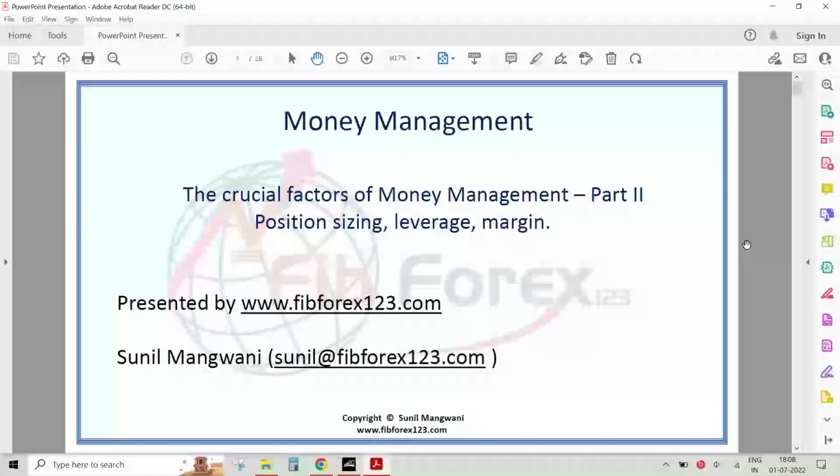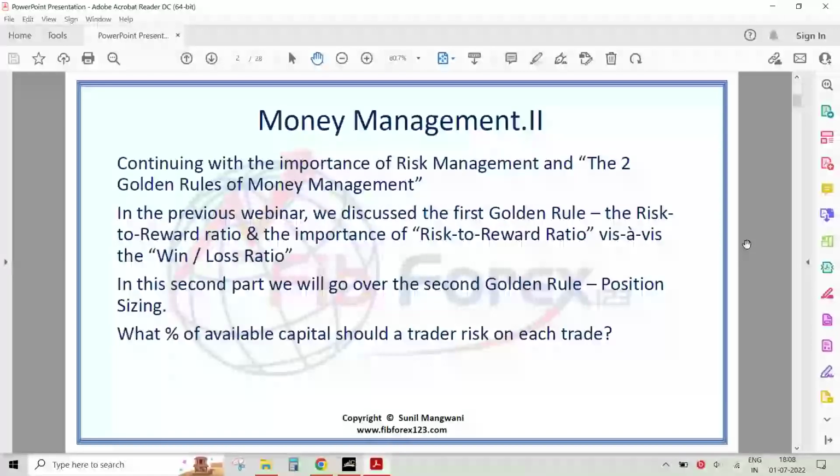So, in continuing with money management, continuing with risk management, and the two golden rules which we discussed last time, let's go over it again. Previously we discussed the first golden rule in the previous webinar, which was the risk to reward ratio, and the importance of the risk to reward ratio vis-a-vis the win loss ratio, which was the earlier session. And like I said, you can get the link to it. Now, this second part will be going over the second golden rule, that is position sizing, which simply means what percentage of your capital you should be risking on each trade. It becomes very, very important.